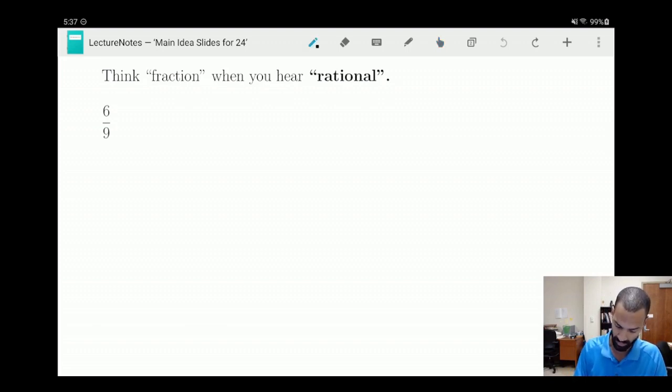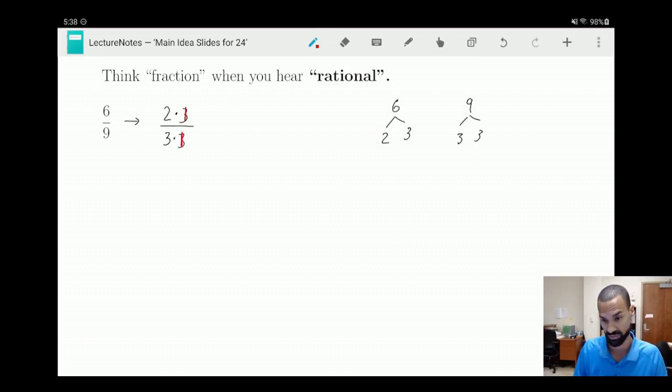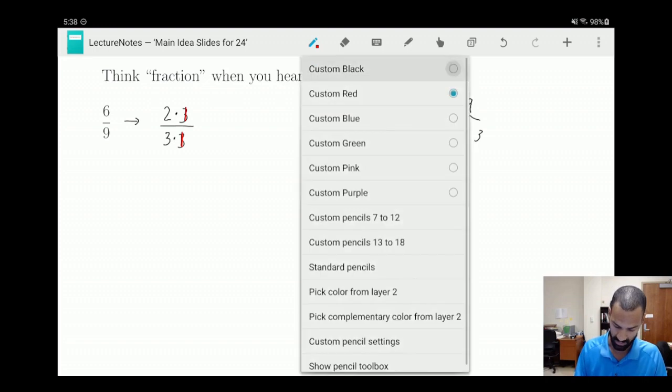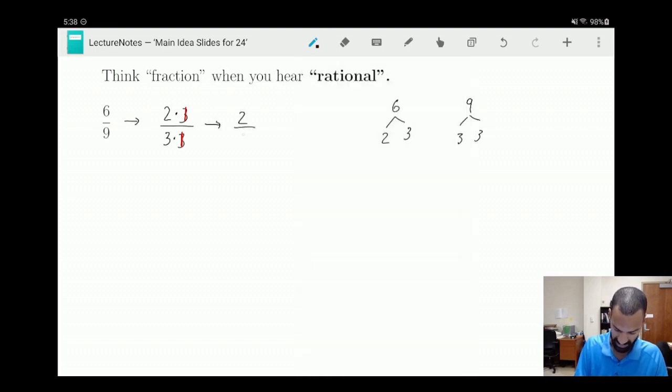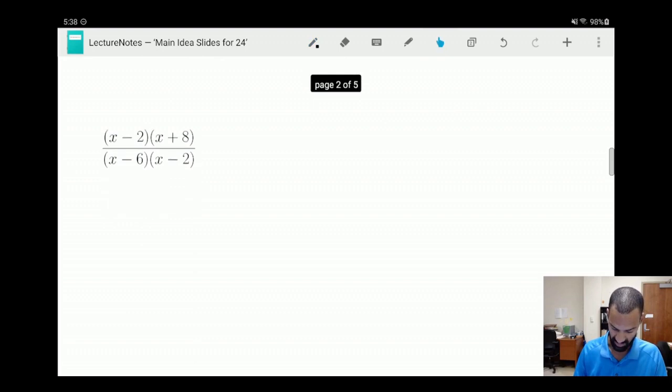We talked about it before, but you could simplify 6 as 2 times 3, and you could simplify 9 as 3 times 3. So in a way, I could look at 6/9 and think about that as 2 times 3 over 3 times 3. And then of course, 3 over 3, those would divide and give me 1, or 1 over 1. 2 times 1 is 2, 3 times 1 is 3. That simplifies to 2/3. So we're going to use that same strategy to simplify something like this.